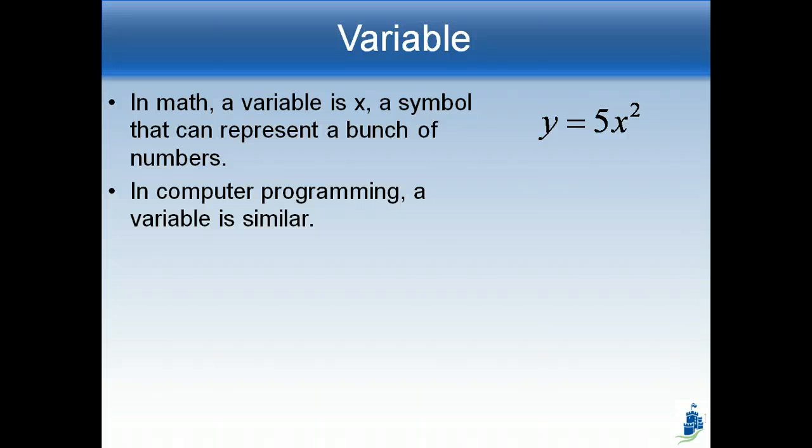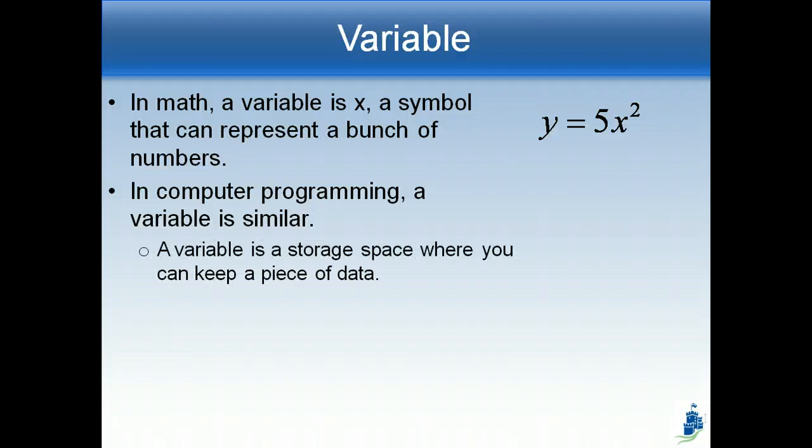In computer science, it's a similar idea, right? We have this thing x that we can put numbers into. A variable is a storage space. It's a space on the computer where you can keep a piece of data, like a number, for example. So when you think about a variable, you can think of it as a little place on the computer, like a little box, and the number gets put inside. So if we were to save the number 3.141, we could put it inside a variable, and it's kind of like a little box. The computer puts the number there, and it hangs onto it, and it knows, yep, that number is in that box. I remember it's there.